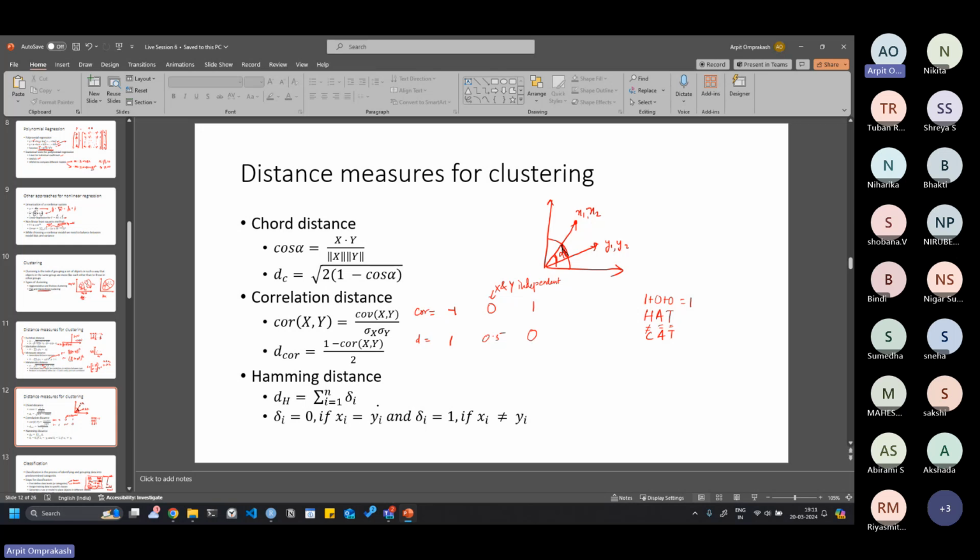Then we have something called Hamming distance, which is basically, let's say you are comparing two strings or two DNA sequences. At each index, you compare if the value is equal or not. If it is not, then you keep 1. If it is equal, then you keep 0. And then you sum it up. So you get the Hamming distance.